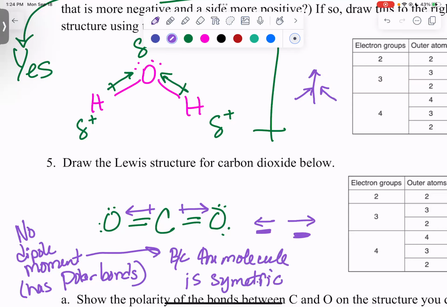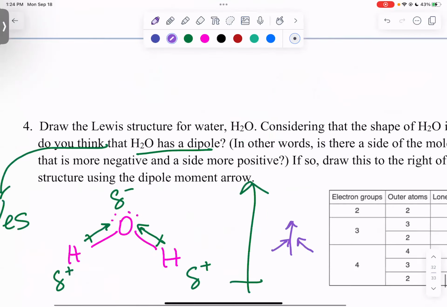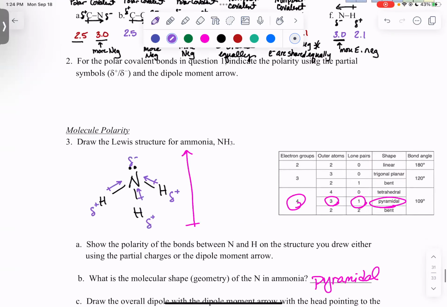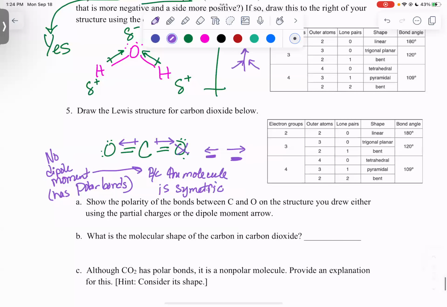If I had any other element, like, let's see, where's my electronegativity table? If I had something like sulfur instead of oxygen on one of these, then this would become polar, but it does not. It just has oxygen. It's an equal pull on either side of the carbon. So because the molecule is symmetric, there's no dipole, even though we have polar bonds. The shape of this molecule: I have 2 electron groups, 2 outer atoms, no lone pairs. It is linear.